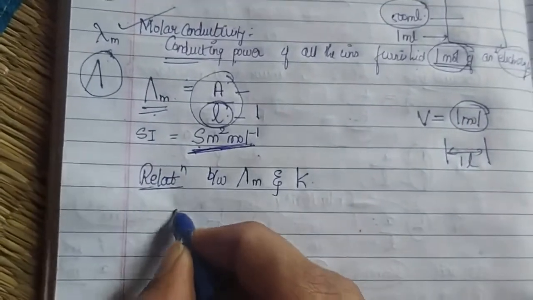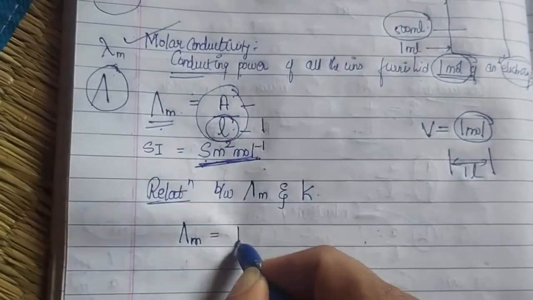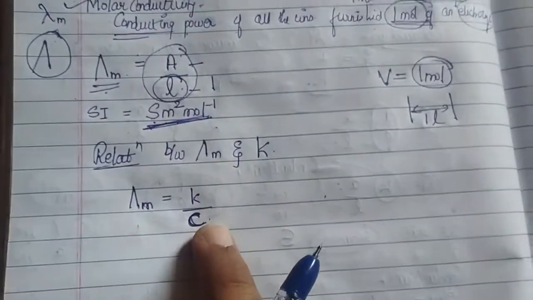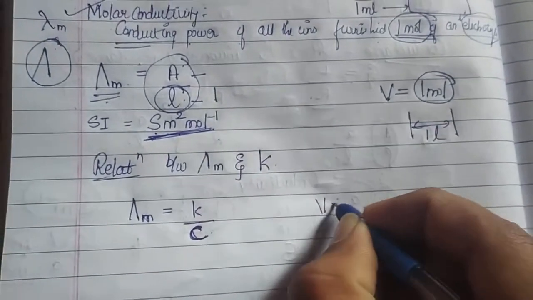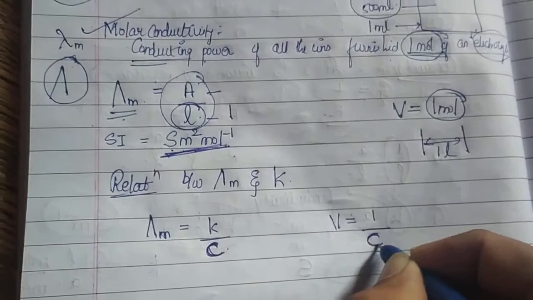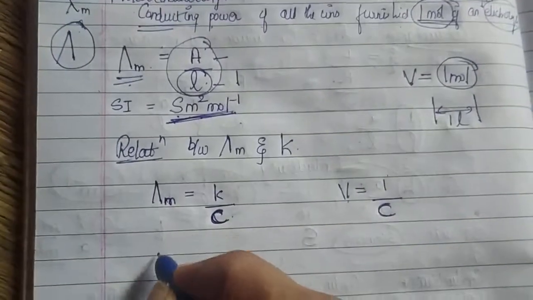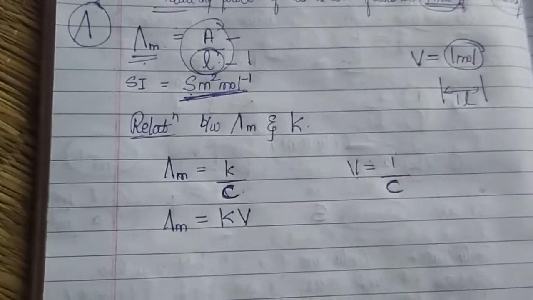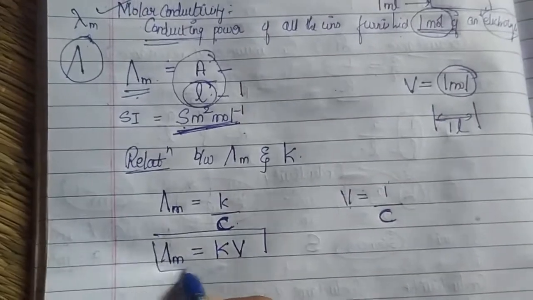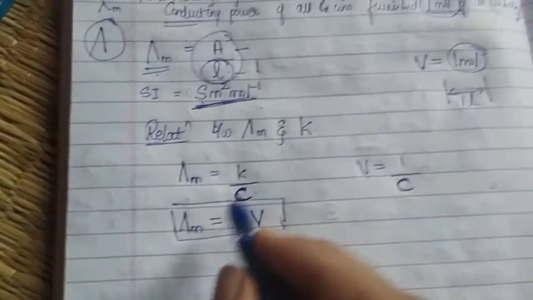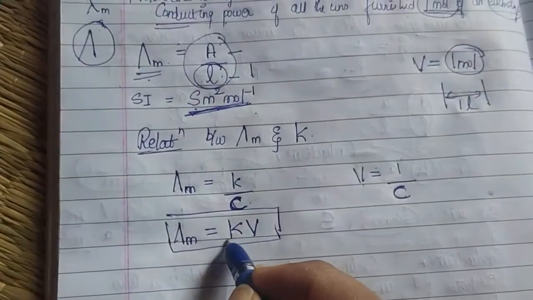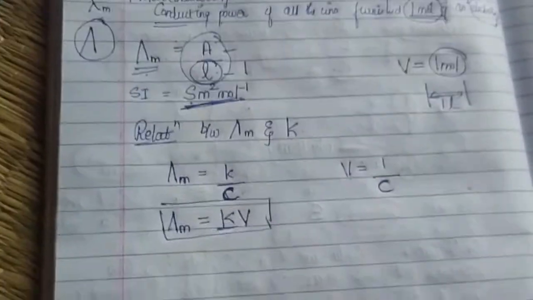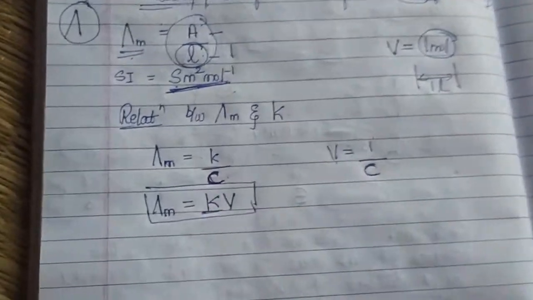Is that clear? Generally we write lambda m is equal to K by C. This C is your concentration, and it can also be written as V is equal to 1 by C. Volume is equal to 1 by C. So overall we can write the expression as lambda m is equal to K into V. Very important formula. Where lambda m is your molar conductivity, K is your conductivity, V is your volume. In case they have given you the concentration, then you should write it as K divided by C.